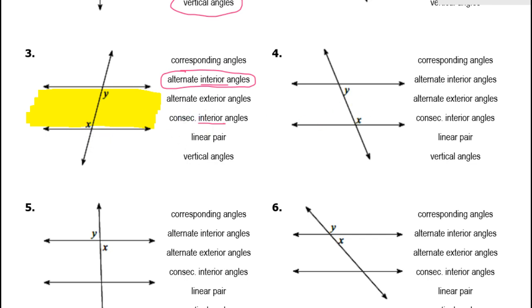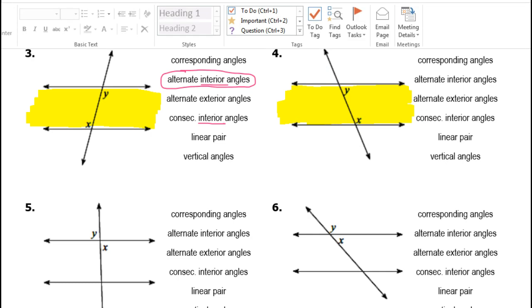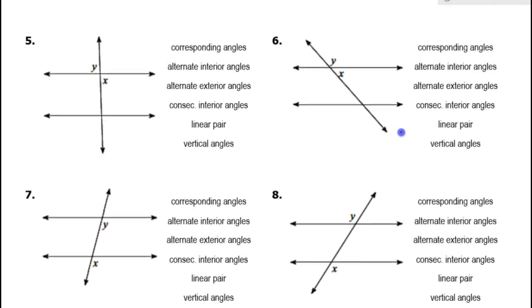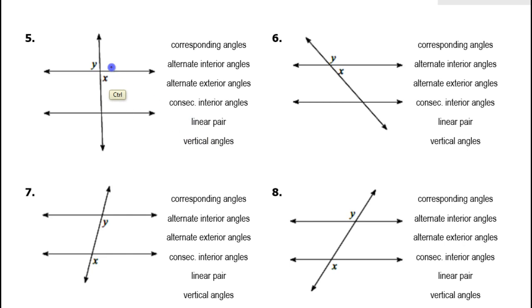Oh, look what's happening on number 4. We were just speaking about this. Again, this is the interior of the parallel lines because it's between the parallel lines. So x and y are in the interior. But because they're on the same side, that makes them consecutive interior angles. What about number 5?